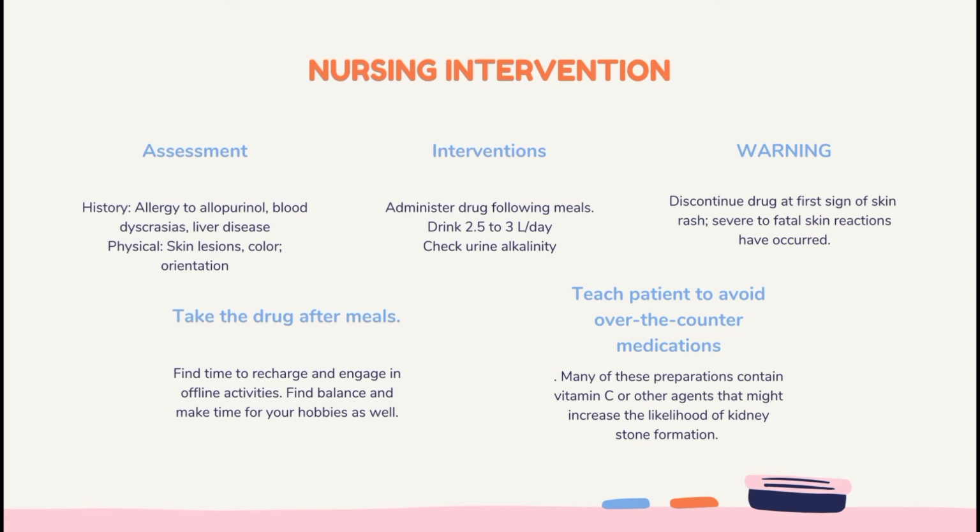Interventions: administer drug following meals. Drink 2.5 to 3 liters a day. Check urine alkalinity. For warnings, discontinue drug at first sign of skin rash. Severe to fatal skin reactions have occurred. Instruct the patient to take drug after meals.